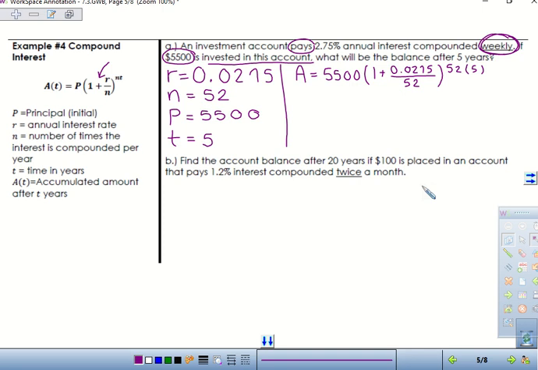So I'm going to talk you guys through those calculations and how I would do them in this calculator. So I'll kind of highlight as I go. So the first thing I'm going to do in my calculator is this step right here. I'm going to do 0.0275 divided by 52. And you should get 0.00 something.